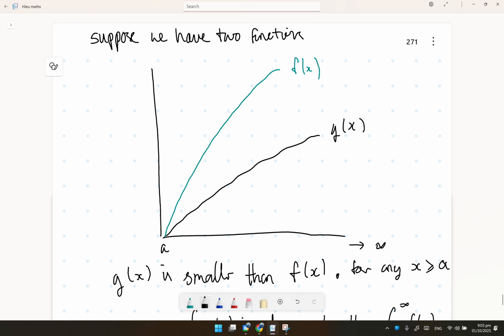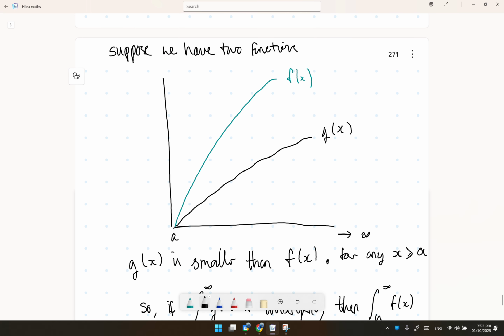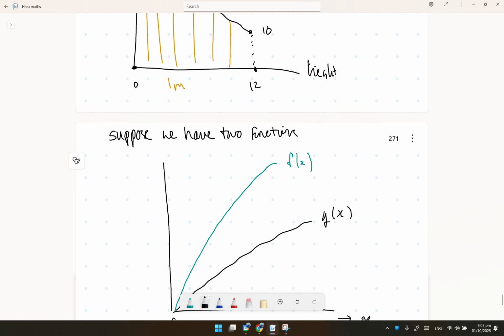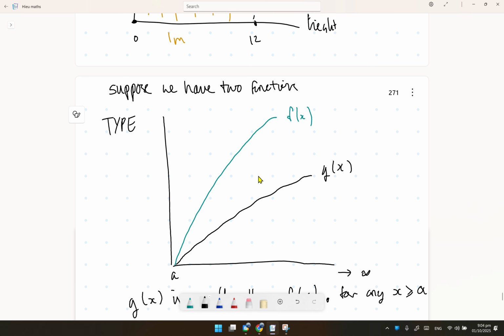Back to another video for improper integrals. This is still the type 1 improper integrals, but we're looking at comparing two different improper integrals that are kind of related and seeing how we can do that.